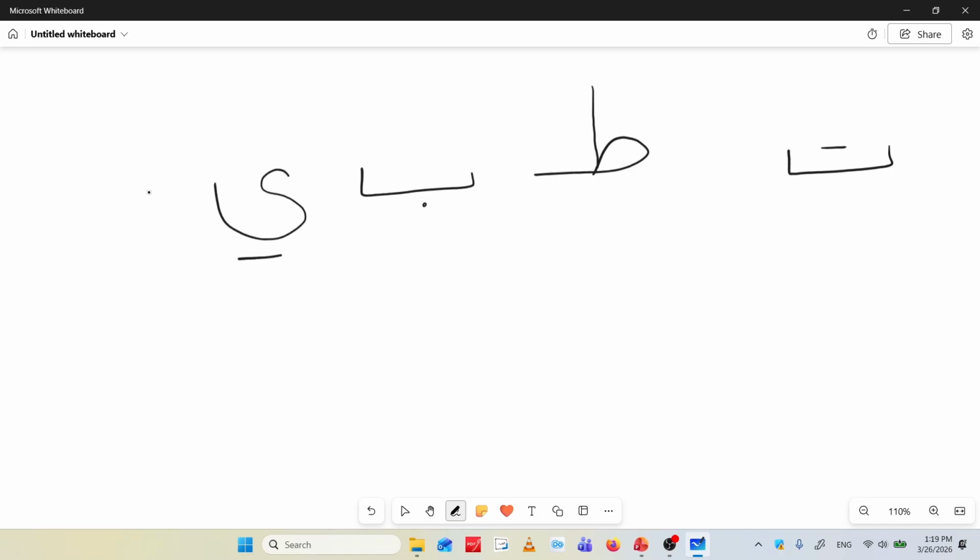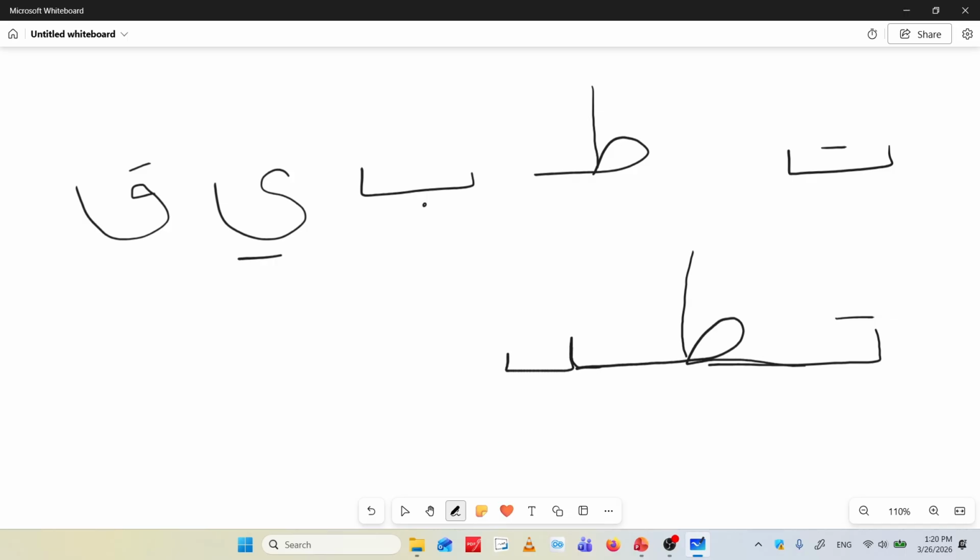Now the last word for this video is going to be ta, ta, ba, ya, and qaf. Now all of these letters are two-way connectors. Let's connect them. So we will bring the initial ta. Then we are going to connect it. The ta will have two hands from each side. Then we have the ba, the ya.